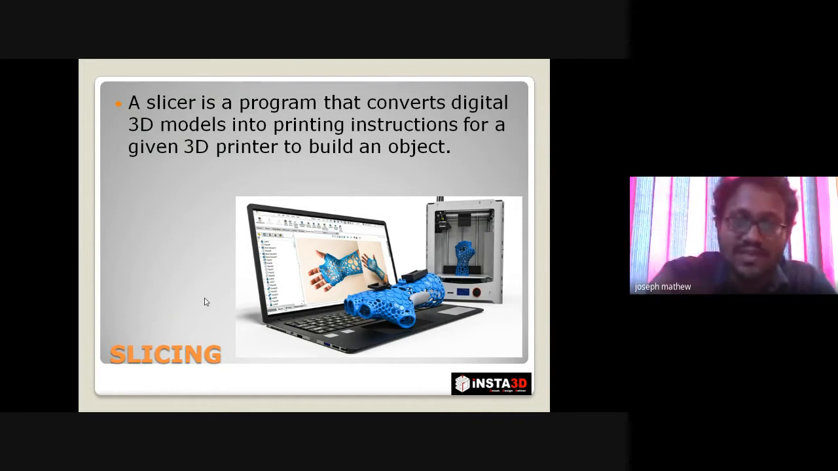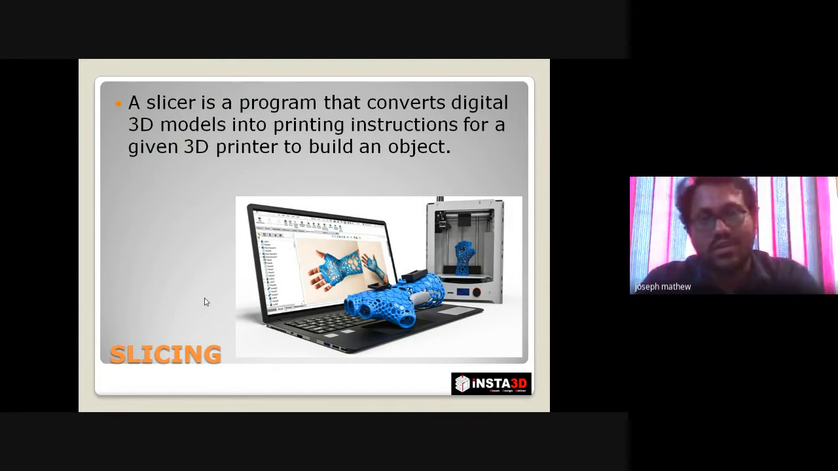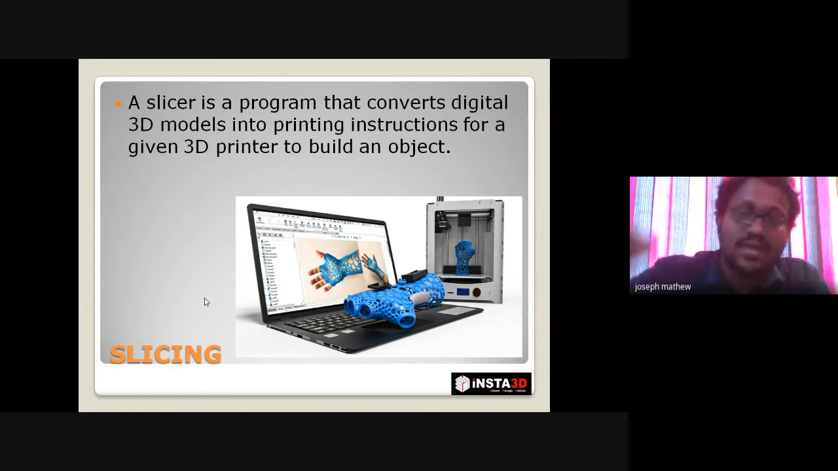This slicing software is an interface which is used to convert the digital 3D models into printing instructions, that is called G codes. It will convert the 3D models into G codes, and the G code is in turn given to the 3D printer to build an object. So this is the use of a slicing software.